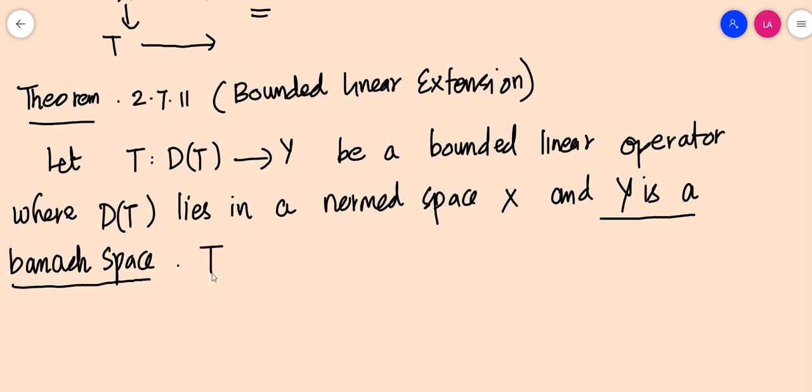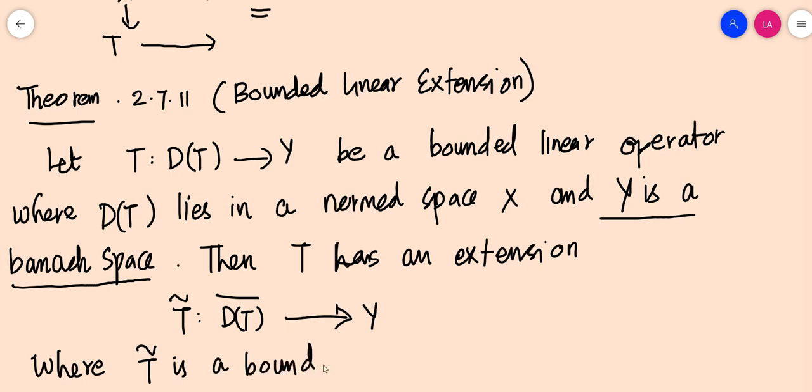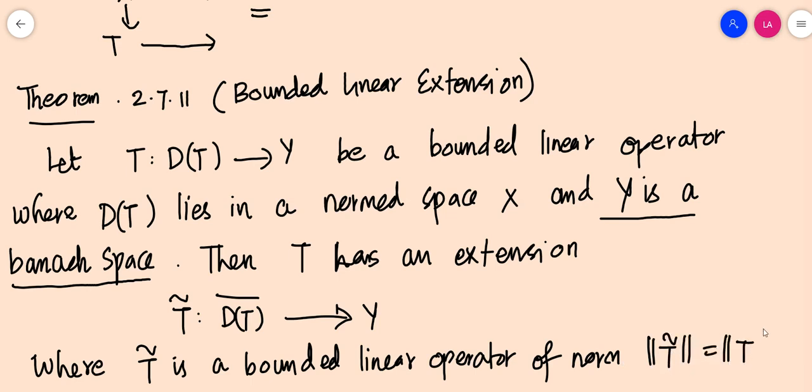Then T has an extension T tilde from the closure of D(T), which is a superset of D(T), onto Y, where T tilde is a bounded linear operator of norm: the norm of T tilde should be equal to the norm of T.